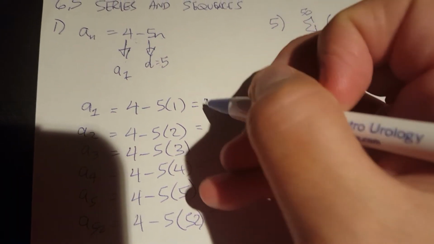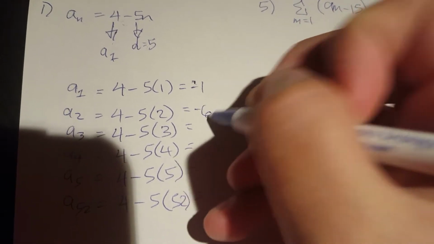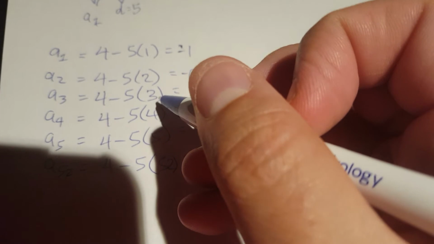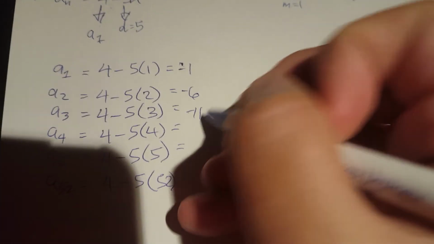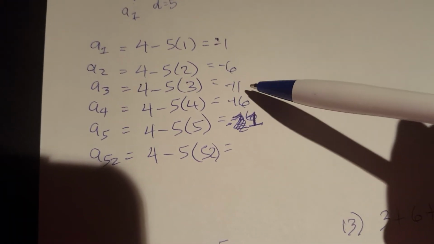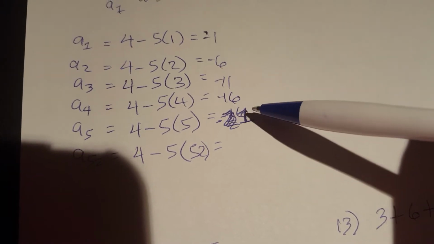If we plug in 2 for the second one, 5 times 2 is 10. 4 minus 10 is negative 6. For the third one, plug in 3. 5 times 3 is 15. 4 minus 15 is negative 11. And so on. When we plug in 4, we get negative 16. We plug in 5, we get negative 21.